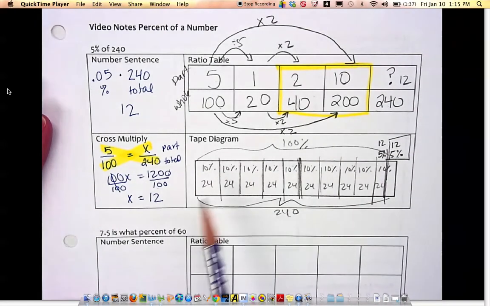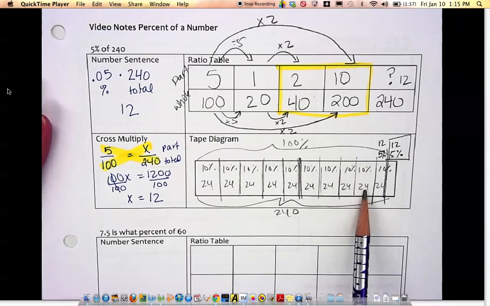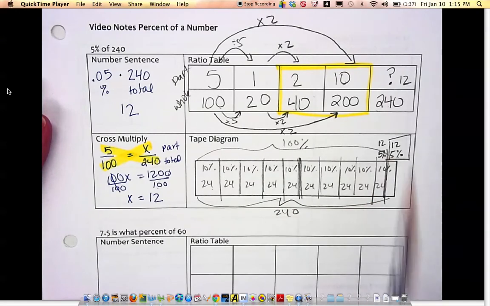I can check my answer by adding 24, 24, 24, 24, 24, 24, 24, 24, 12, 12, and make sure that my total is 240. All right, let's take a look at the next problem.